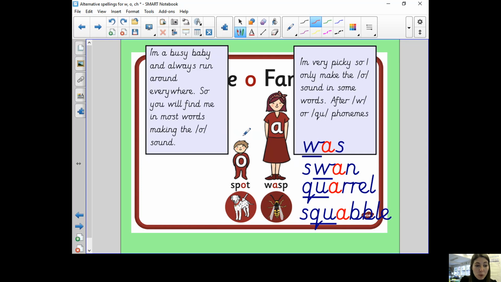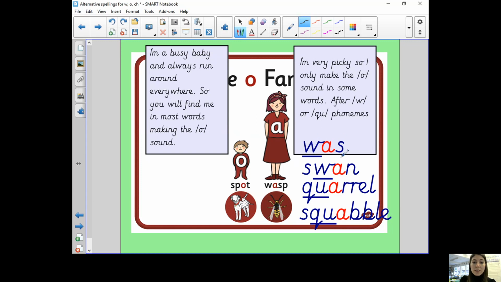You will find him in most of the words where the sound O is being used. It's usually our little Baby O because he is so busy running about. But we do have Mummy O as well. Now, Mummy O is spelt with the letter A, but Mummy O is quite picky. There's only certain sounds that she likes, and those sounds are w or qu. So if we hear a w before an O sound or a qu before an O sound, we're usually going to use Mummy.